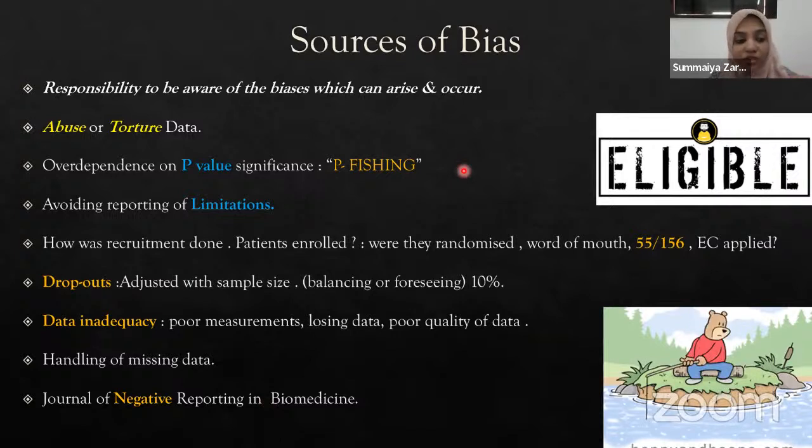One more thing about p-fishing is using the appropriate statistical test. The most important thing when you apply a statistical test to your studies is you look for normality. Is the data normally distributed or not? If it is normally distributed, you are very happy, you're going to apply the t-test and all the parametric tests. But when it is not normally distributed, you apply other tests.